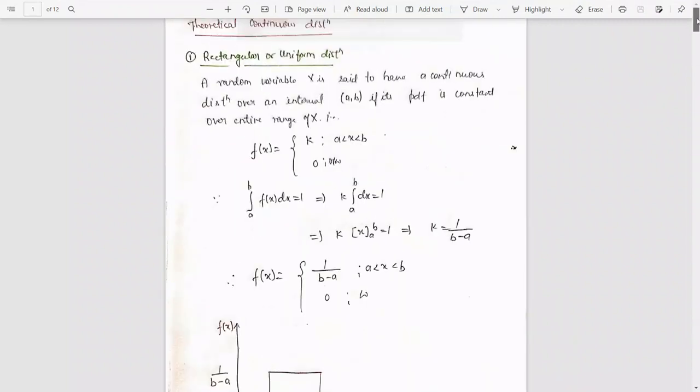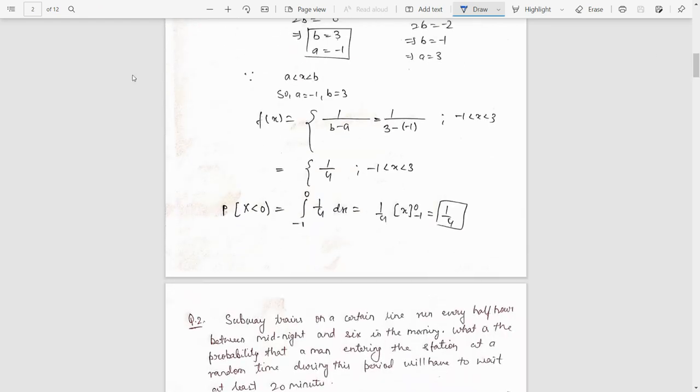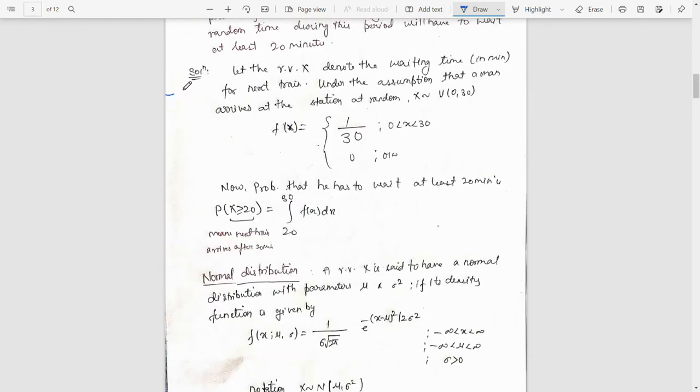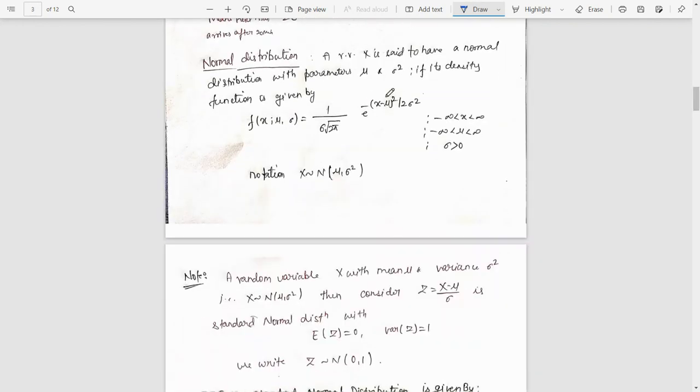Okay, so till now, in the last class, we discussed theoretical continuous distributions. If you've not understood anything, you can go to the notes or the recordings on the course web page and watch them. We discussed the rectangular distribution and some examples of the rectangular, uniform distribution. Then we did some word problems, and then we moved to the normal distribution.